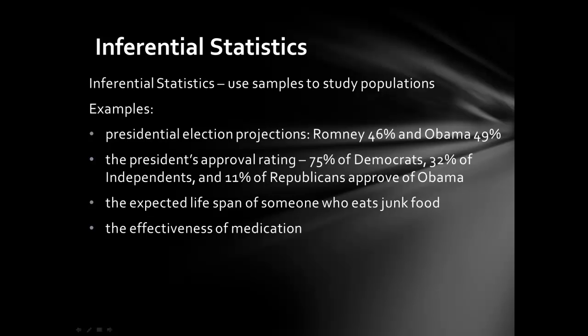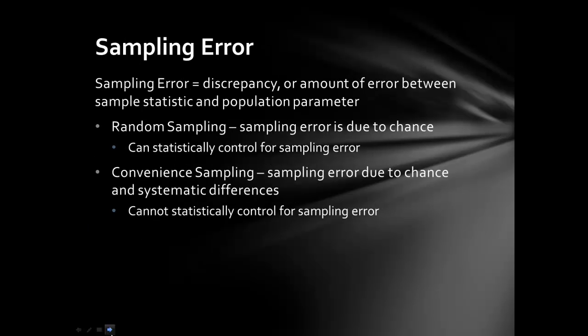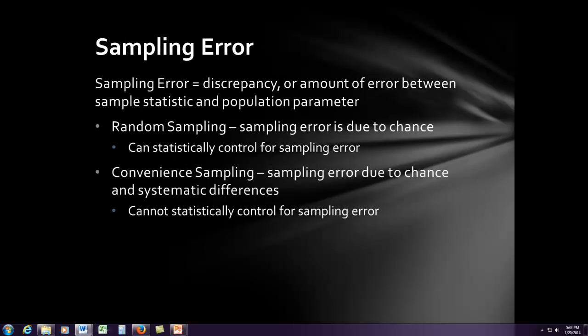Unfortunately, though, even random sampling is not perfect, and this imperfection is referred to as sampling error. So sampling error is just the discrepancy or amount of error between a sample statistic and a population parameter. And sample statistics almost always vary from one sample to another and between the sample and the population. So inferential statistics are not perfect, and error is pretty much always going to be there.